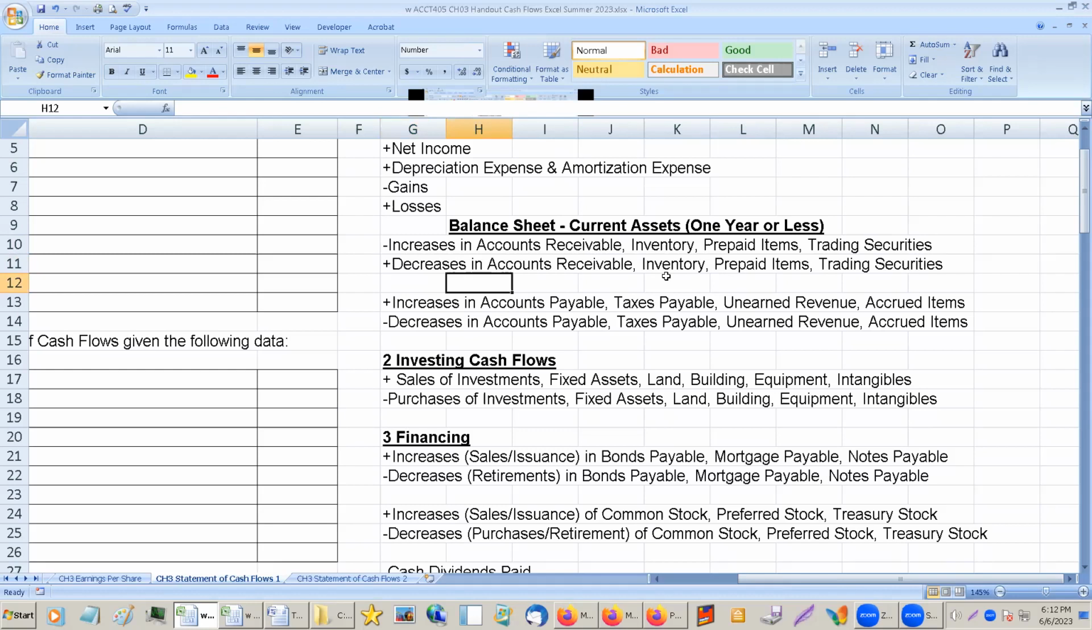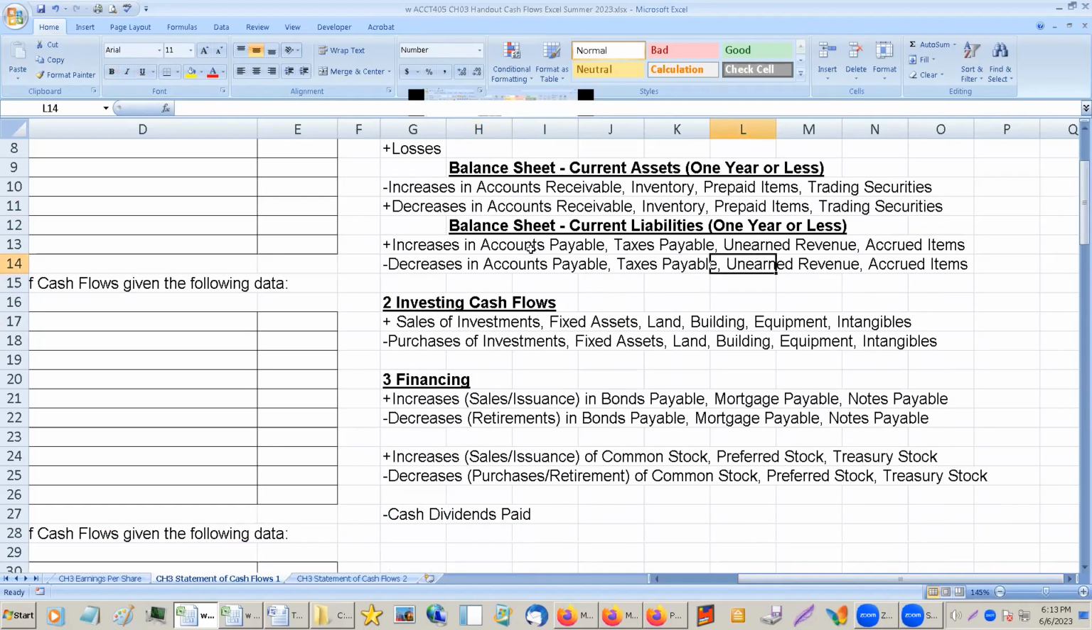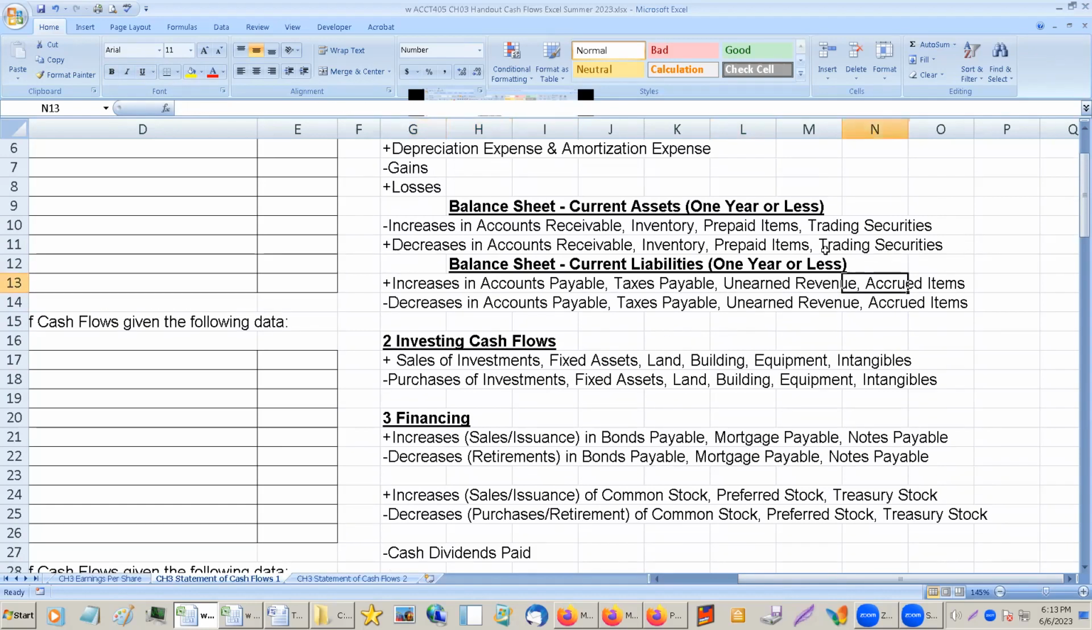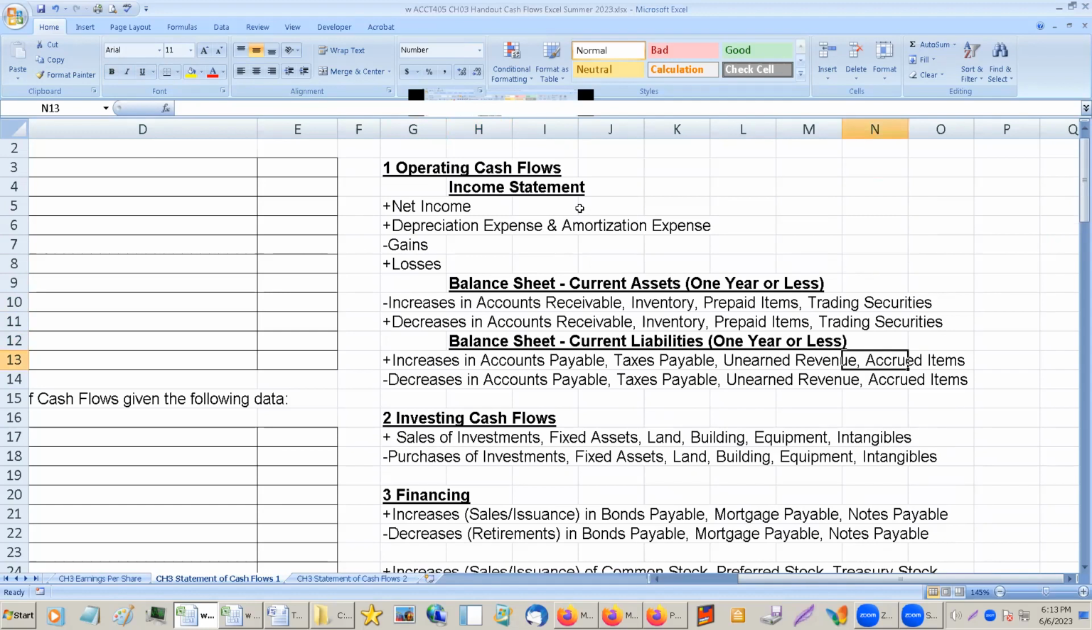The second part down here is also the balance sheet, but instead of current assets, current liabilities. Payables are usually what we talk about there. We'll talk about some of these other things, but the big one is payables. So this is what we're going to start out with, the operating cash flows, and this is probably the hardest of them.